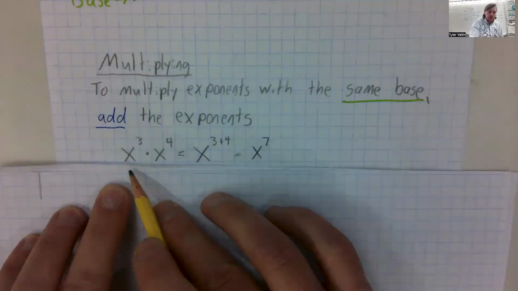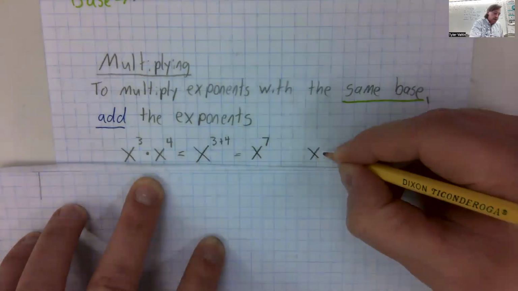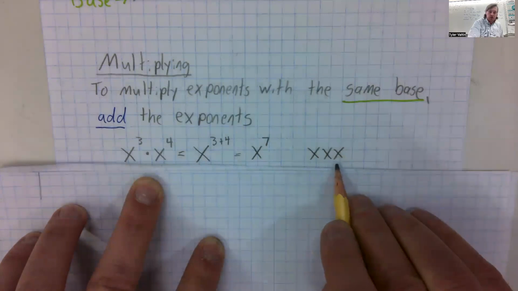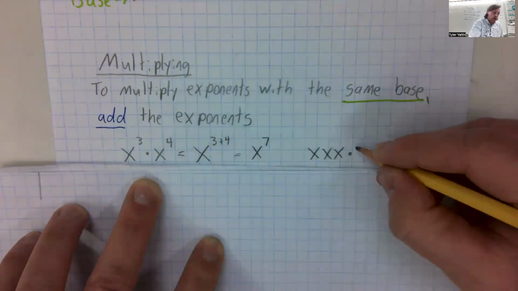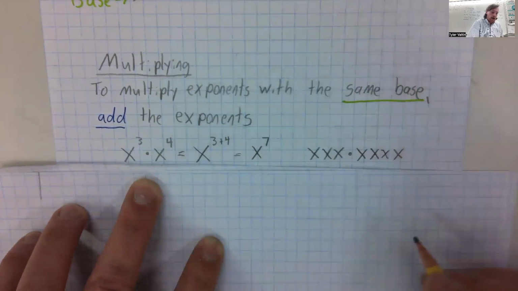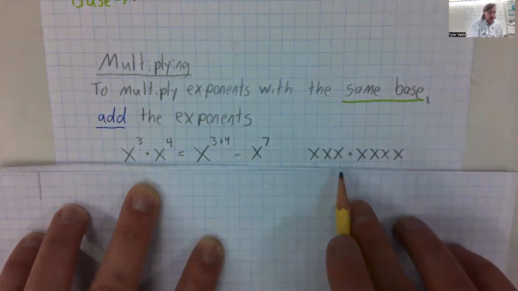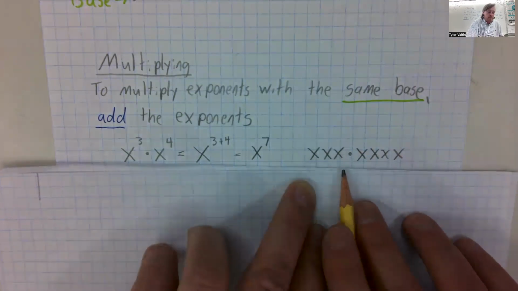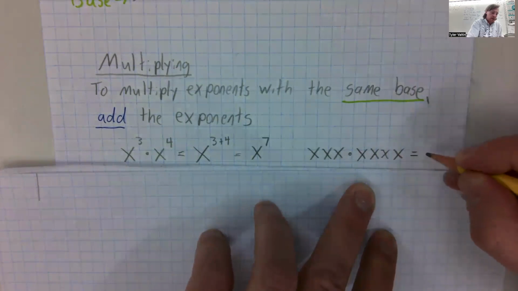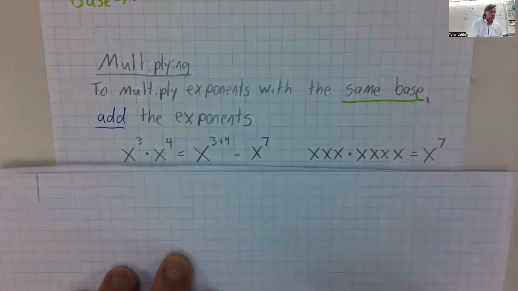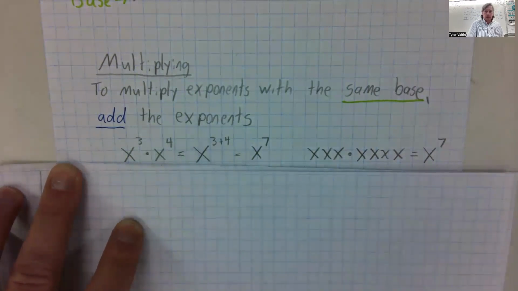The reason this works is if I were to expand this problem out, it would just look like x times x times x, x to the third power here, times x times x times x times x, x to the fourth power. 1, 2, 3, 4. I got 4 x's there. Well, with multiplication, order doesn't matter, so I can jumble all these around. This is like saying x times x times x. How many x's do I have? 1, 2, 3, 4, 5, 6, 7. This is the same as x to the 7th. So we can see why this rule of adding the exponents together works for multiplication.